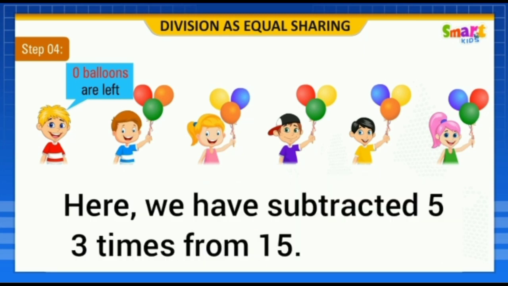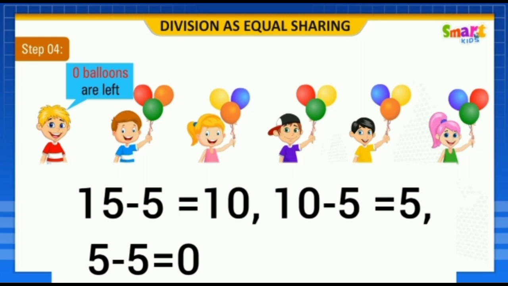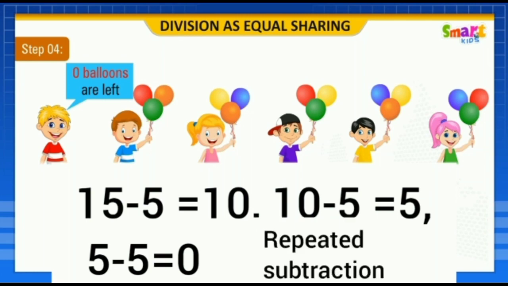Here we have subtracted the number 5, 3 times from the number 15. And also we can write this in subtraction. That is 15 minus 5 equal to 10. 10 minus 5 equal to 5. And 5 minus 5 equal to 0. And this is called repeated subtraction. Here from the number 15, 5 has been subtracted repeatedly till we reach the number 0. And this method is repeated subtraction.